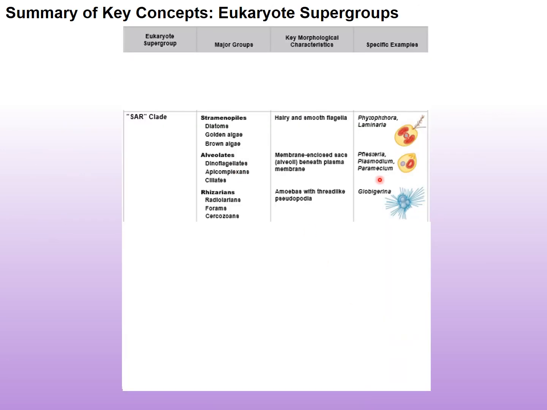Now, this is a summary of this SAR clade. Here we have the major groups, and then there's subgroups, and then, of course, some major characteristics of the major groups, but not the individual subgroups. So this is where you want to kind of fill out that table a little bit more in detail and perhaps create a concept map to help remember the groups and the subgroups.